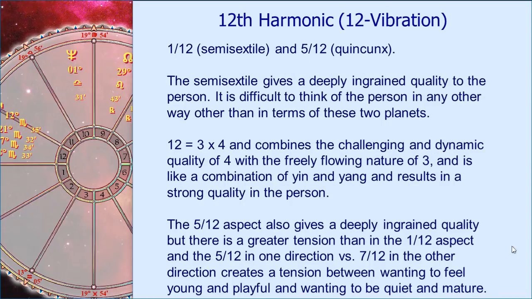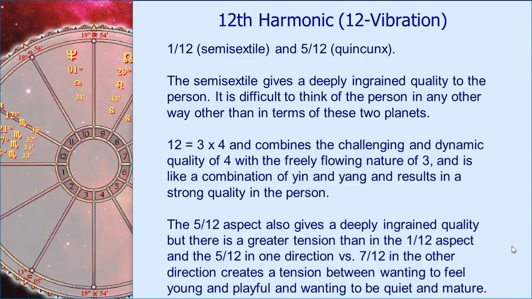Okay, 12th harmonic. Well, there are two 12th harmonic aspects. The 1/12th, also called the semi-sextile, and the 5/12ths, the quincunx. The semi-sextile is often considered to be a weak aspect, but actually it's very strong. If you have a semi-sextile aspect and the orb is small, we'll talk about orbs in other videos, but the allowable orb is small, if it's under 10 minutes or 15 minutes, very small orb, it's strong. And what it means is that it's an ingrained quality of the person. It's very difficult to think of the person in any other way. It's such a built-in dynamic of how they function.